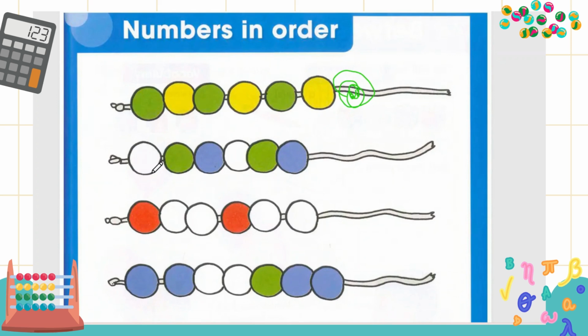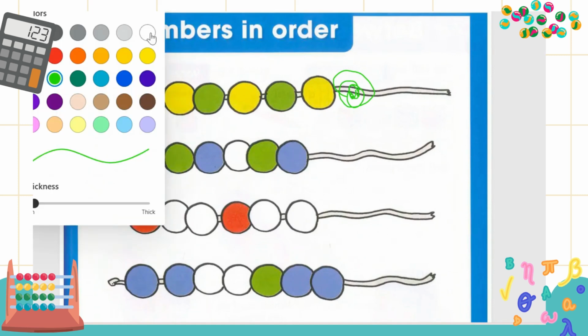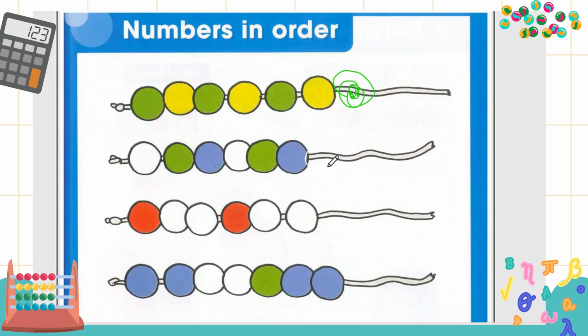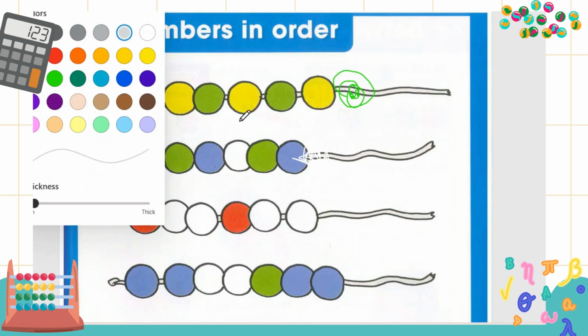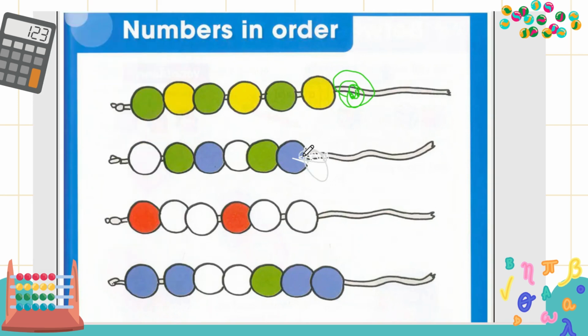Now for the next string we have what colors? White, green, blue. White, green, blue. Now what color will the next one be? Correct, it will be white. I know you cannot see white, so I will just make it a bit off-white, maybe gray. So white, green, blue, white, green, blue, and the 7th bead will be white. So you have to follow the order.